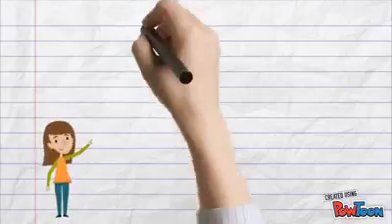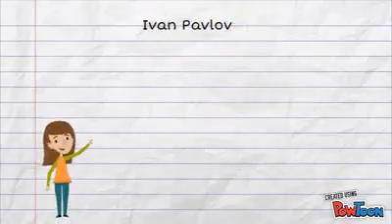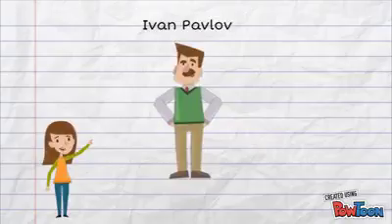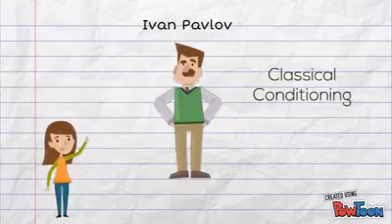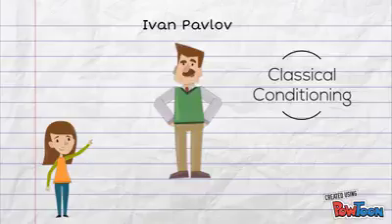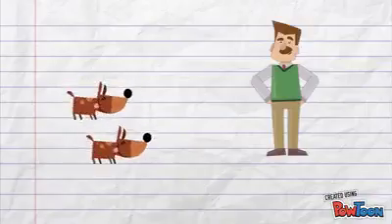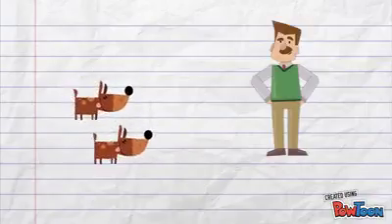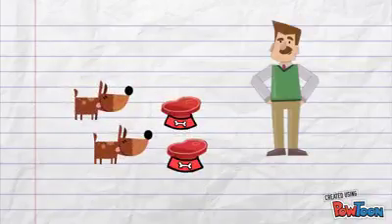First, let's talk about Ivan Pavlov. Ivan Pavlov is a Russian psychologist who is known for his work in classical conditioning. Like any other great scientific discoveries, Pavlov accidentally discovered classical conditioning. Pavlov lives with his dogs, so every day he gave them food and noticed that they would salivate.